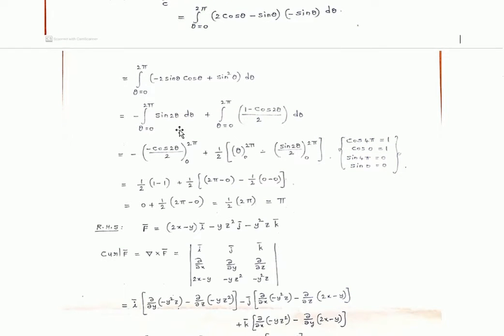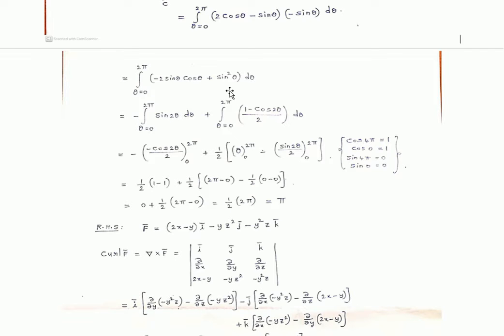That is equal to integral theta is equal to 0 to 2 pi minus 2 sin theta cos theta plus sin square theta d theta. We split this into two parts of integration. Minus integral 0 to 2 pi, 2 sin theta cos theta is sin 2 theta according to the trigonometric formulas, plus sin square theta.